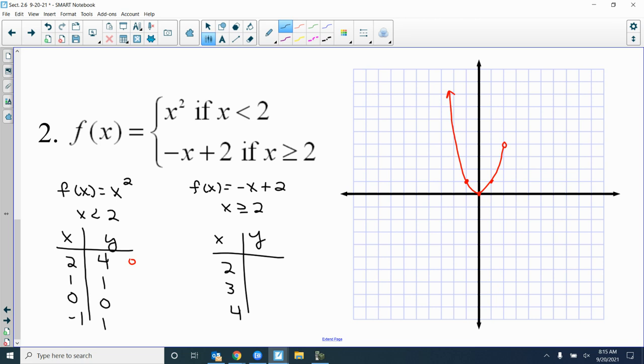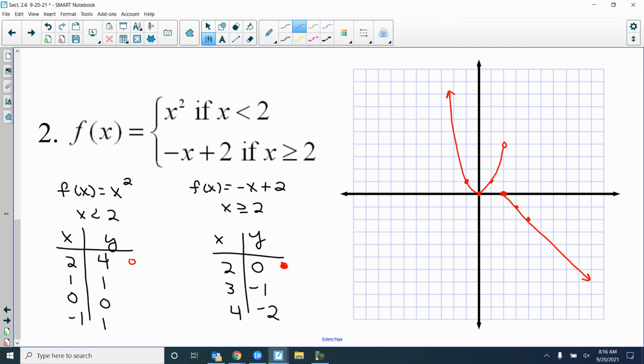So if I plug in 2, negative 2 plus 2 is 0. 3, negative 3 plus 2 is negative 1. And if I plug in 4, it looks like I get negative 2. Solid dot at 2, 0 because it includes that point. So 2, 0. What do I get? 3, negative 1. 4, negative 2. Down to the right. So you get a gap in that graph, and it's okay.